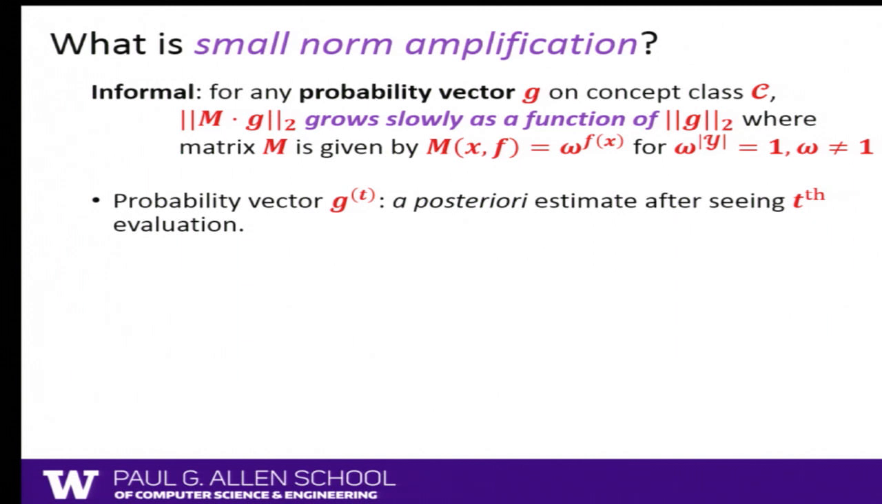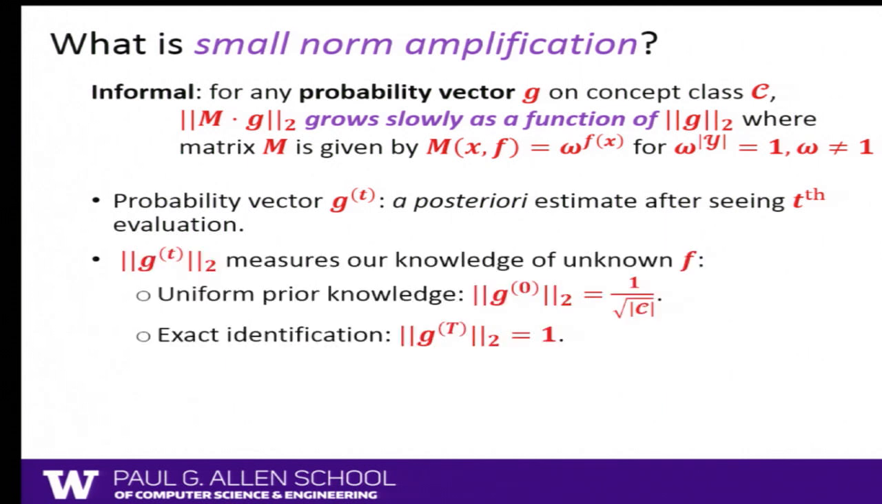The probability vector G, we shall think of as an a posteriori estimation after we see each evaluation. And the 2-norm of this vector G measures how much we know about the unknown function f. For example, at the beginning we have a uniform prior, so G is a uniform distribution, and the 2-norm is 1 over root of the size of C. And for exact identification, G will become a single point distribution, so the 2-norm is 1. So we can see that the larger the 2-norm is, the more we know about the unknown function f.